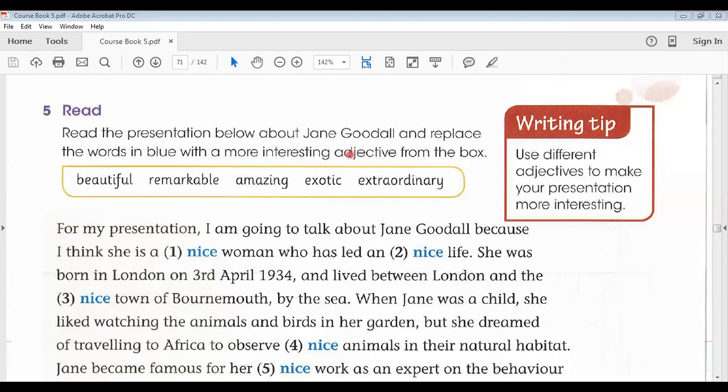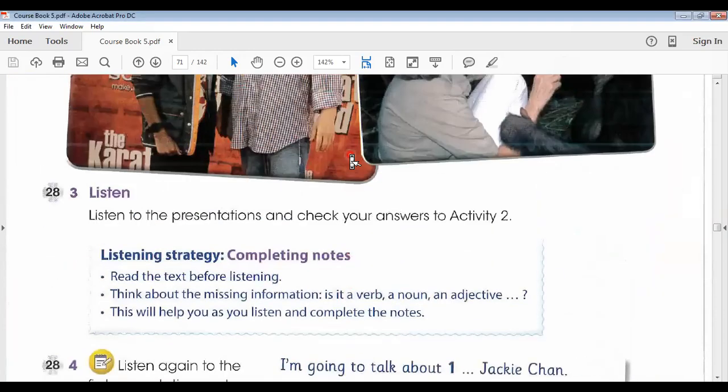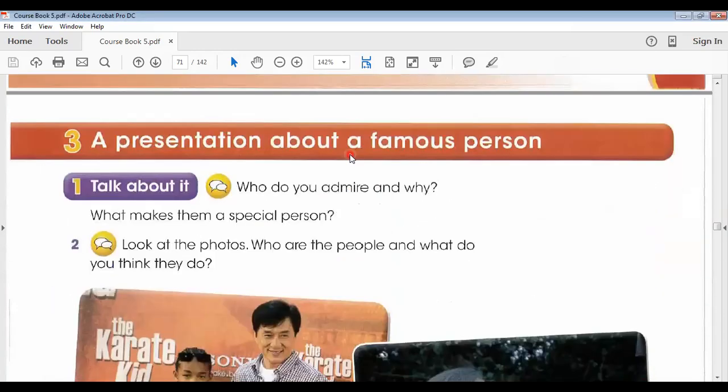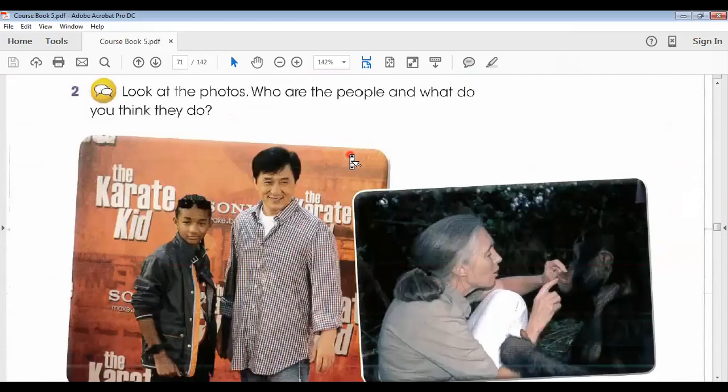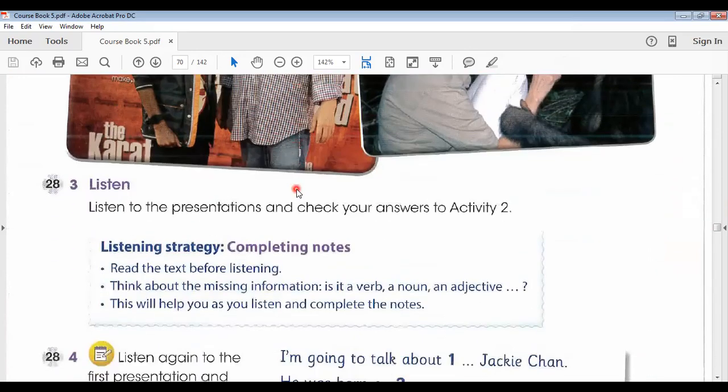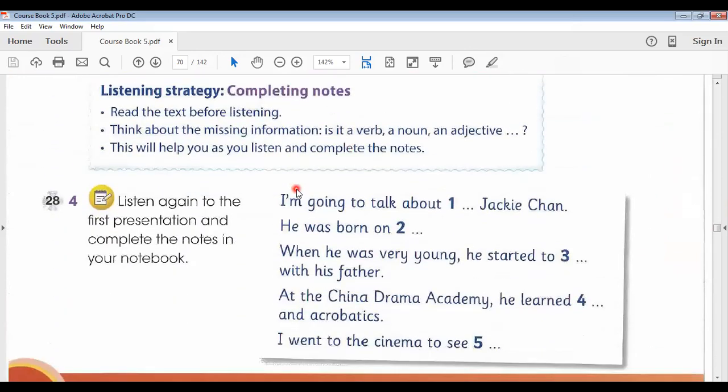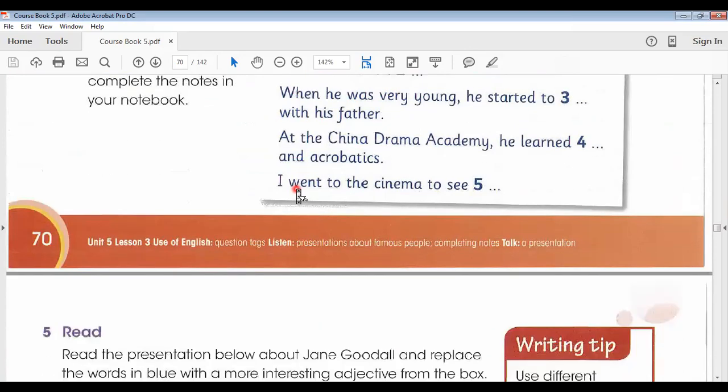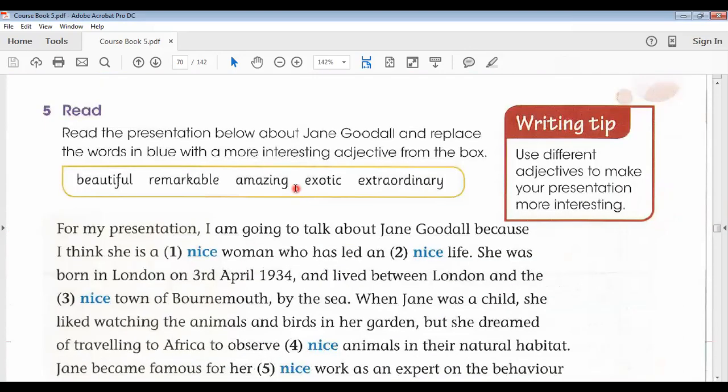Today we started lesson 3, unit 5 in the student book, page number 70 and 71. In the last lesson we started this lesson 3. We completed the first 4 exercises on page 70, and today we resumed our lesson from exercise 5. Exercise 5 is about the second presentation.